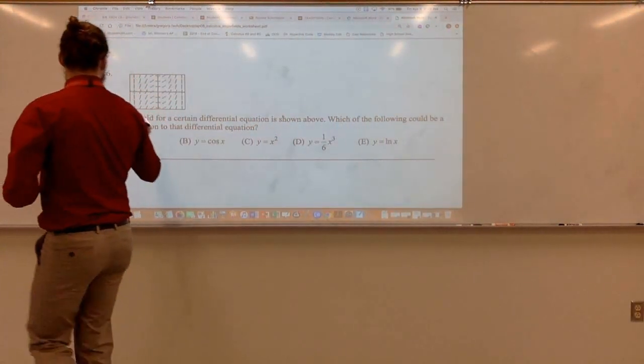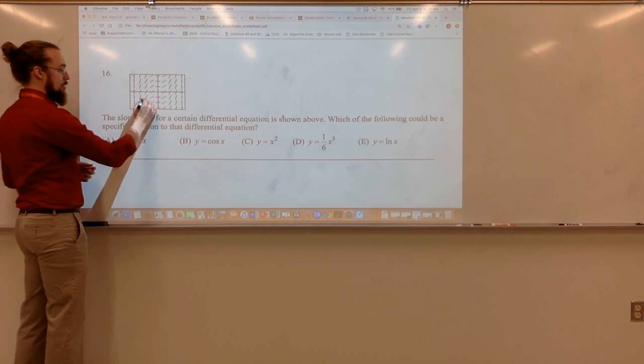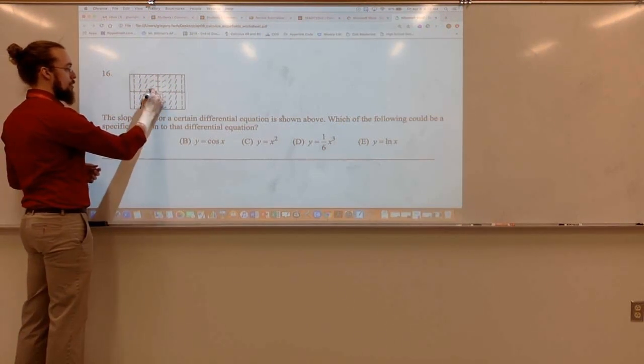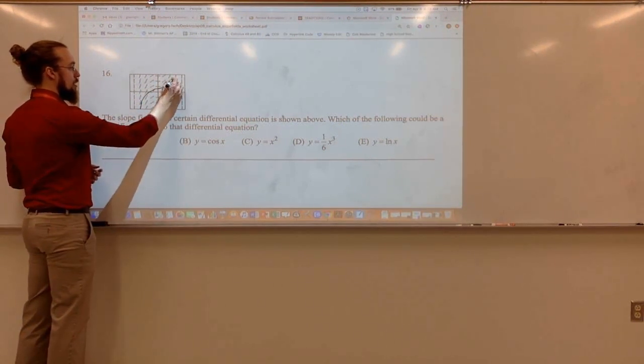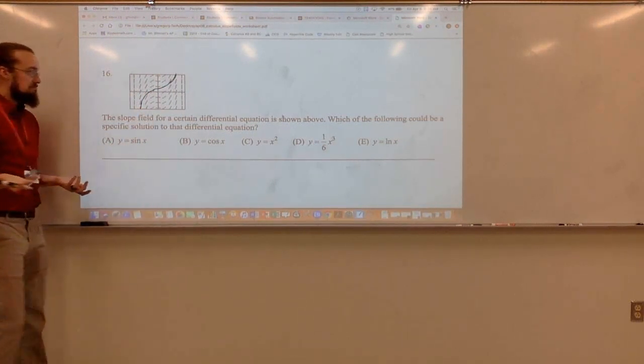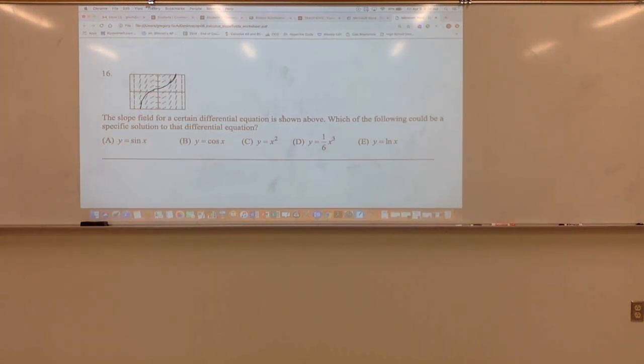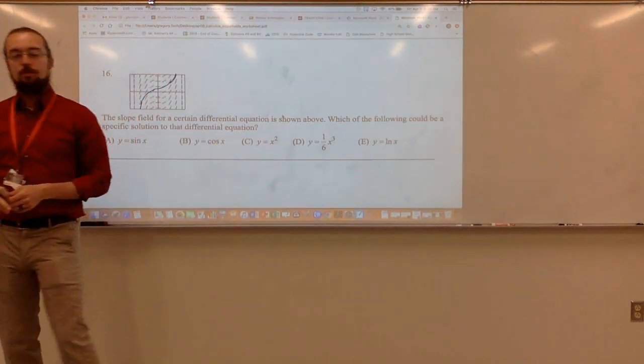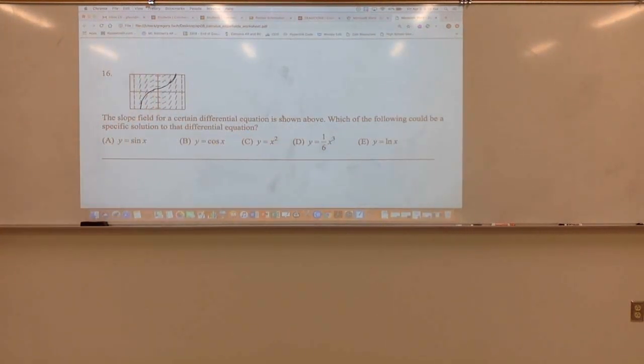Similar idea for 16 here. If we just sketch in following our slopes here, it looks like we have something that looks like that. It looks like a cubic function to me. It's not sine or cosine. It's not a quadratic. This one would have to be cubic. So this one's E.